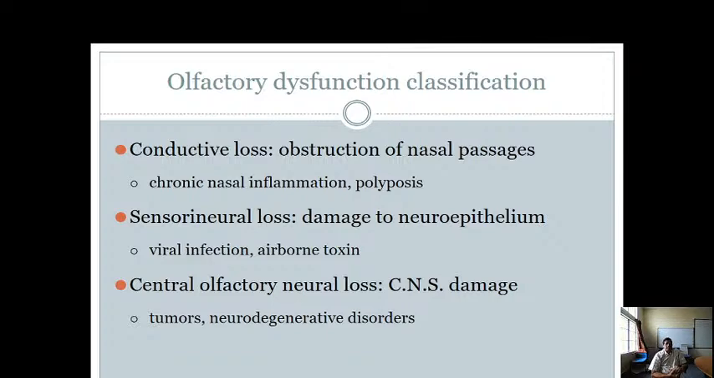Then the second one is the sensory neural loss, where the neuroepithelium gets damaged, either because of viral infections or airborne toxins. The third one is the olfactory neural loss, the CNS damage, the central causes, the tumors and neurodegenerative disorders.